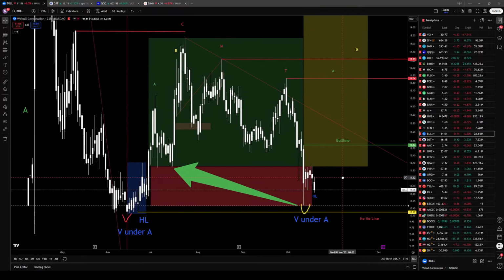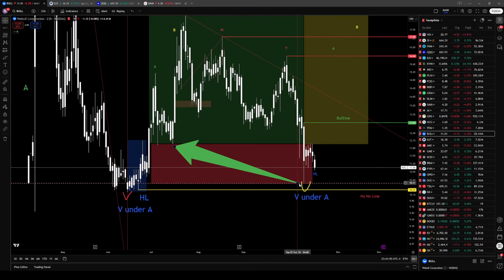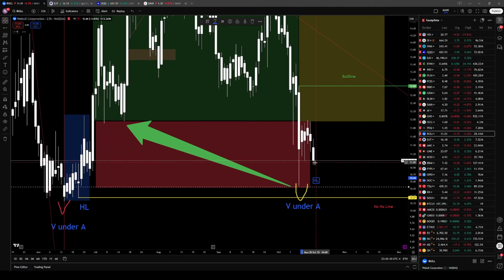So let's look at this. You already did your A, B, and C, the little ones, midpoint T. This would be a V and A, perfect. And the only thing we are looking at right now is we want to hold this higher low. And here the same. We can still go lower. We are not allowed to break under 10.51. We are not allowed to make a double bottom, because then we still have to look for a new V and A.